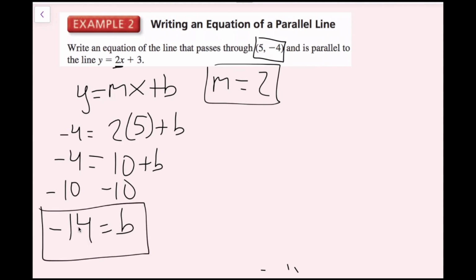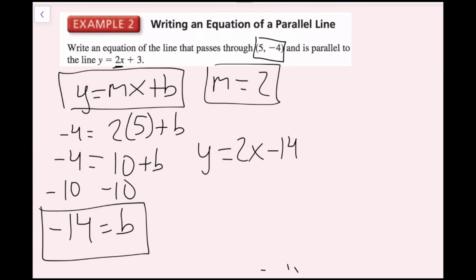Okay, so now I have my slope, and I have my y-intercept right here. So all I have to do is plug these two things back into my general formula for slope-intercept form. So I'm just going to rewrite this as y equals 2x minus 14. Okay, so that is how to find the equation of a parallel line to our given line y equals 2x plus 3 that goes through this point 5 comma negative 4.